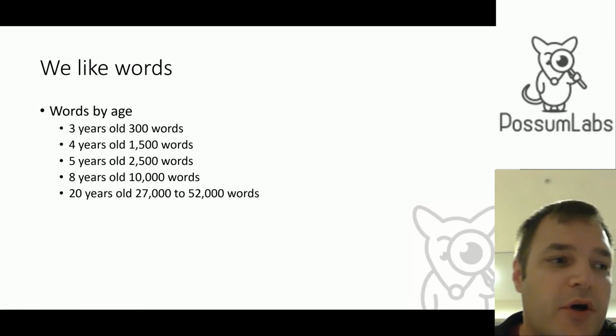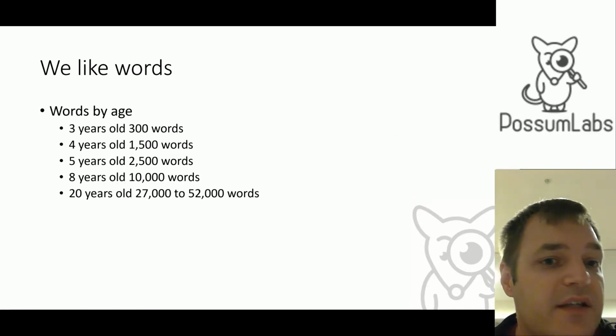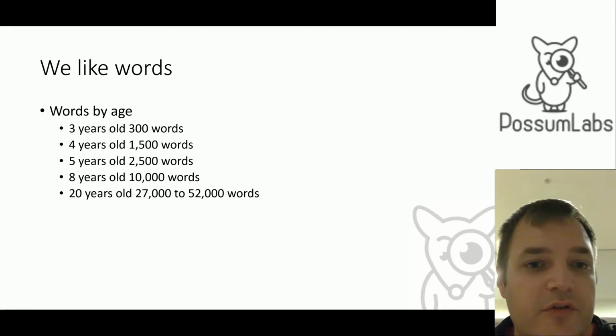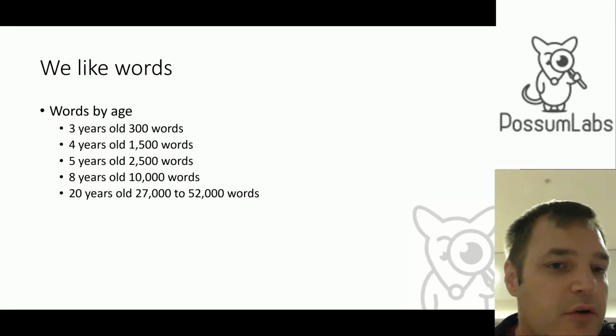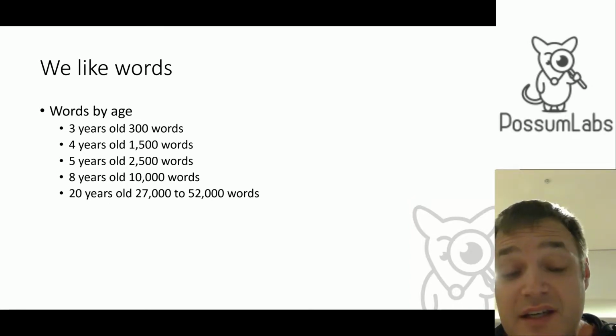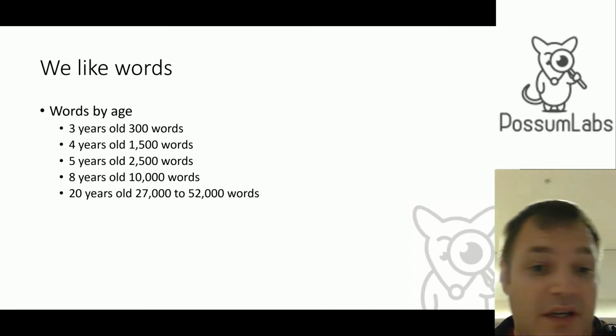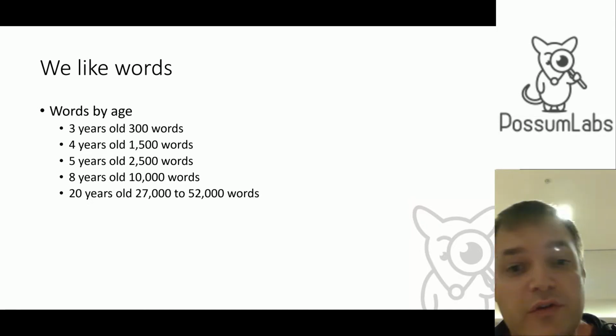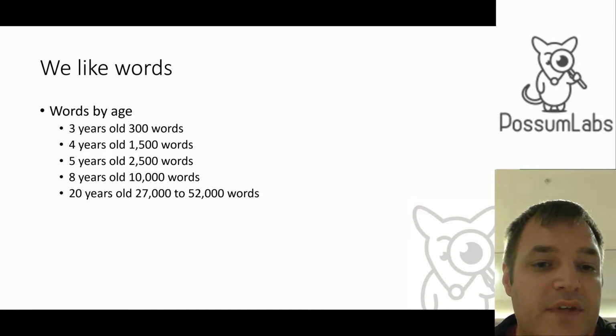And that's partially because of the number of words, right? This has a lot of words we don't use in our everyday life. And then when you look at it, the number of words people use varies greatly. Like for a 20-year-old, you can see between 27,000 to 52,000 words. These words are great to convey information.